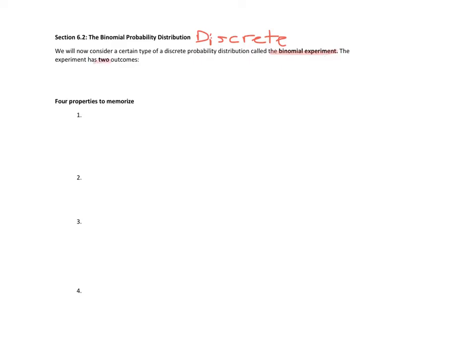Binomial means two, and so a binomial experiment is an experiment with two outcomes. And we call those outcomes success or failure. Whatever is considered a success and whatever is considered a failure is determined by the researcher. So that's the first property of the binomial experiment: we have to have two outcomes. There are actually 4 properties to memorize or put on your note card, because I'll ask you to verify if something's a binomial experiment.